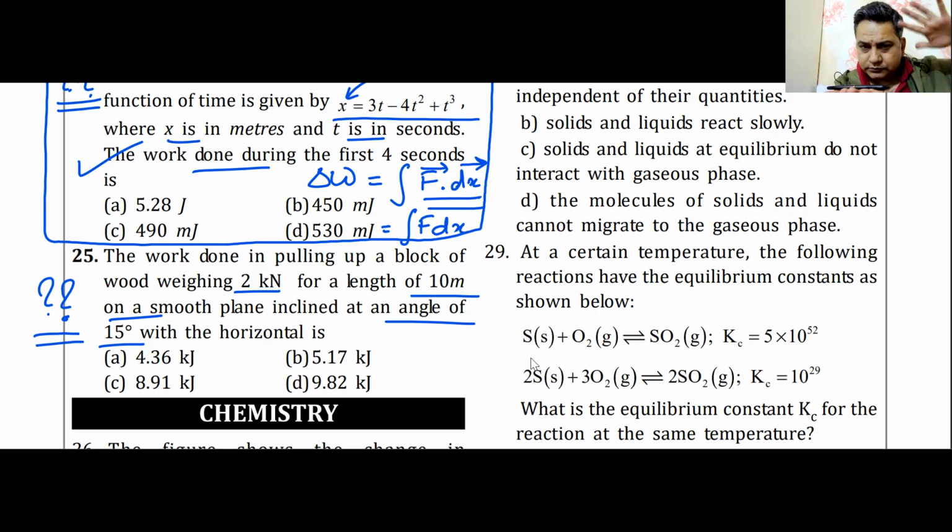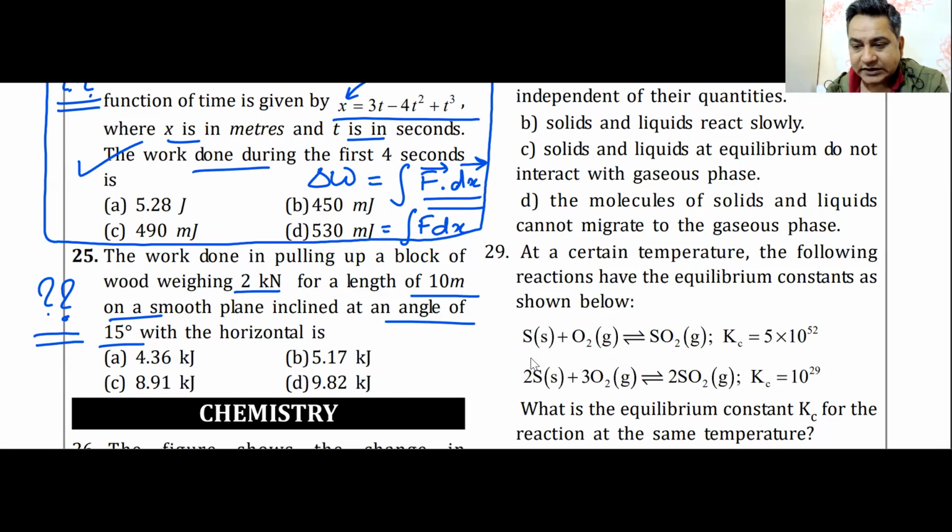The block is here. I have to lift it from here to here. There are only two forces working on this body now. One is what? Gravity. And the other is the force with which you are lifting it. Now, how to solve this? There was important information missing in this question, but I did not put it because this is the way the question might come to you in the examination hall.